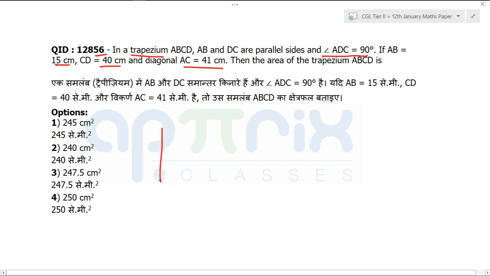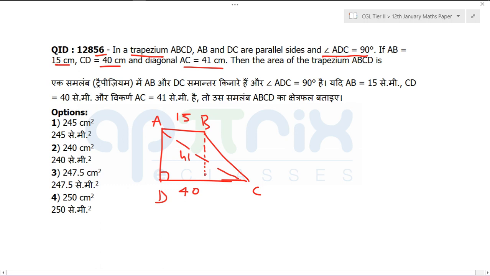So let me draw it first. What they are saying is this angle is 90 degrees, and this is A, B, C and D, and something has been given, that is 41, right? This is 90 degrees. This has been given as 15, and this particular value has been given as 40. The first thing is that you have to find the entire area, right? There are multiple ways in which you can find this. You know the formula of the trapezium area, right? You need to find this perpendicular to get the answer, but do not worry.